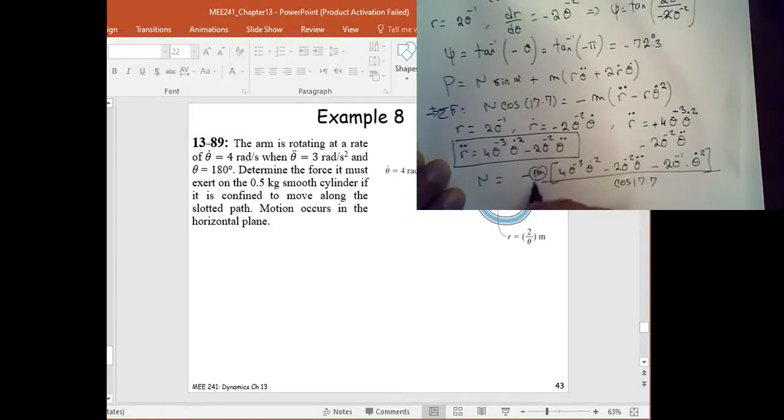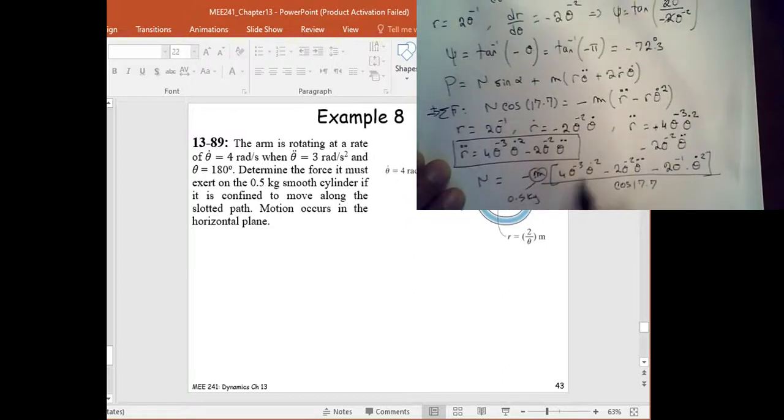What is the value for m? m is equal to 0.5 kg. Theta is equal to how much? Pi. What is theta prime? 4. Theta double dot is 3. And that's it. The whole problem is given. Exactly, so now we're good. So now we have n.